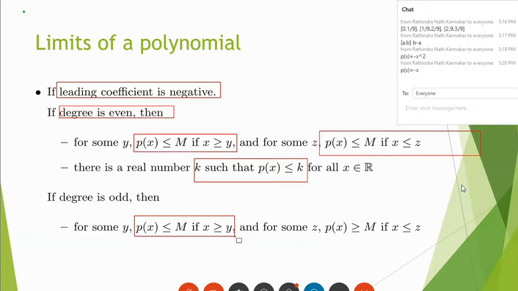So if you consider any real number, say y equal to -1, or m equal to -1, then for sufficiently large value of x, the graph goes below that real number. And again, p of x is greater than or equal to m for x less than or equal to z. For sufficiently negative values of x, the polynomial exceeds m, because on the left hand side it is going to infinity. So these are the main results that I wanted to tell you.